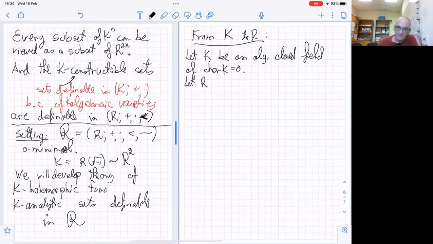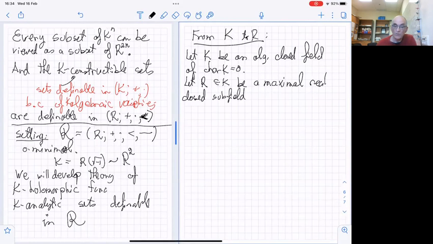Let R sub K be a maximal real closed subfield. Okay. Maximal just with respect to inclusion. So again, we know that the algebraic closure of R is R[i], but R is not algebraically closed by itself.